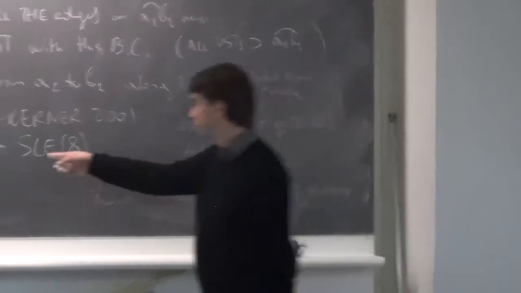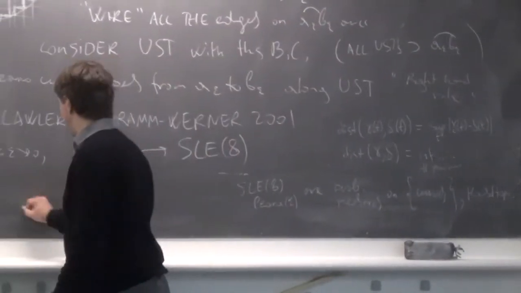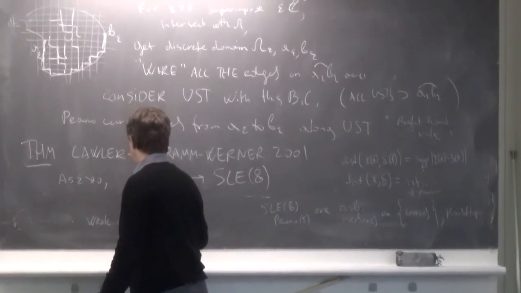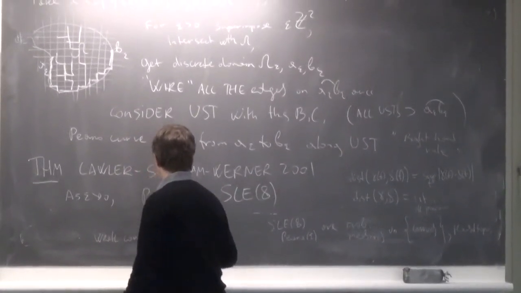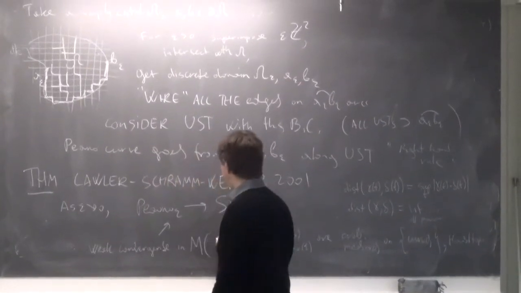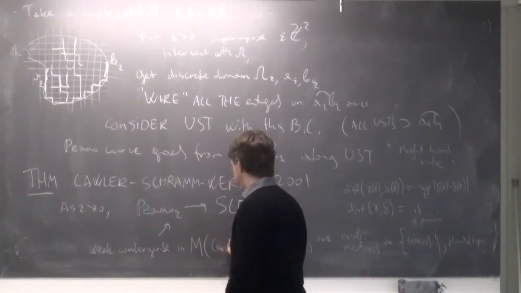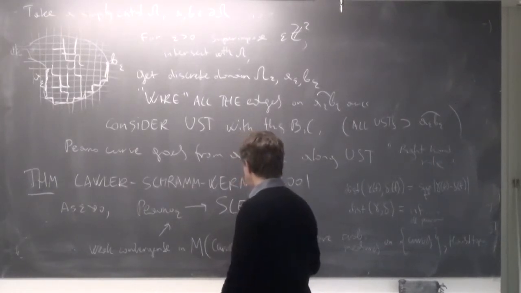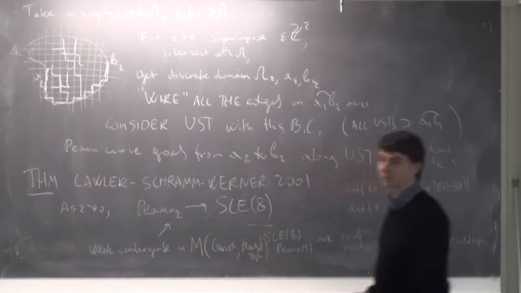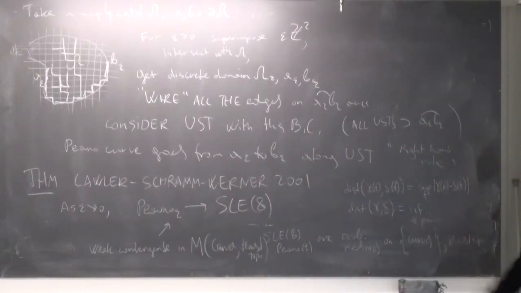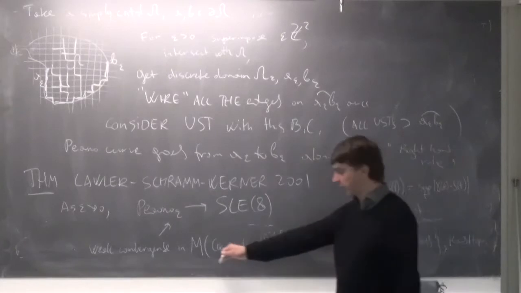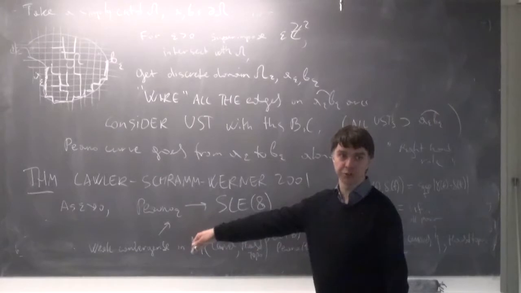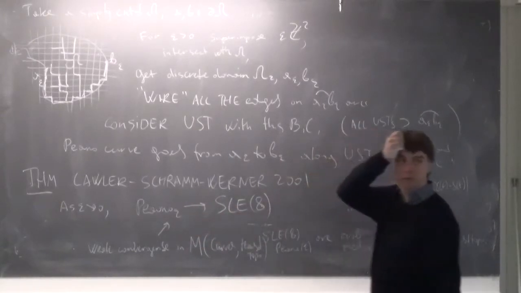So this means weak convergence in the space of measures on curves with Hausdorff topology. Or more or less, if you think of parametrization, you take the space of continuous curves with L infinity norm, you take the space of measures on those, and you take convergence.